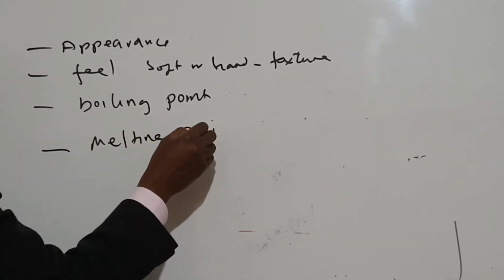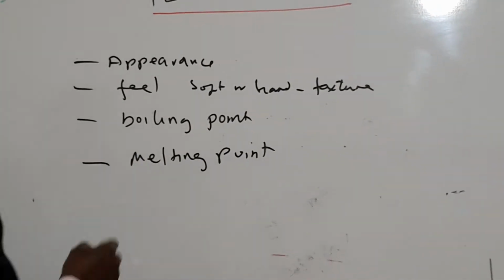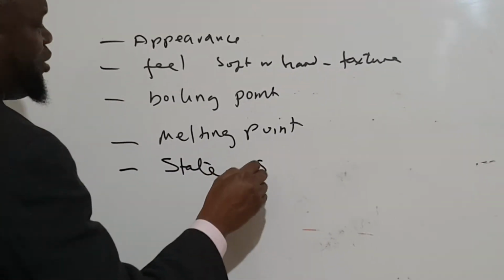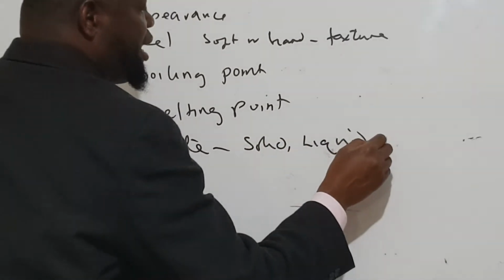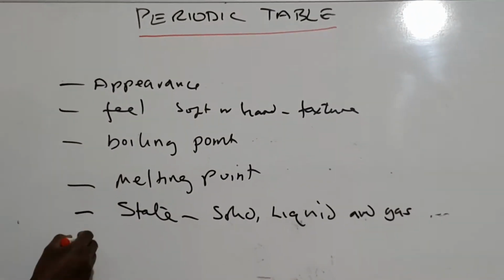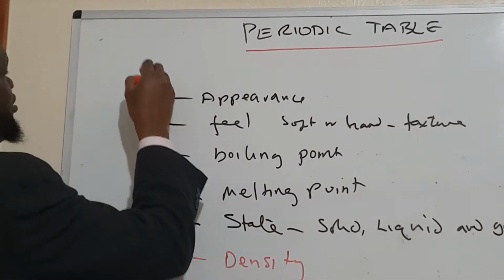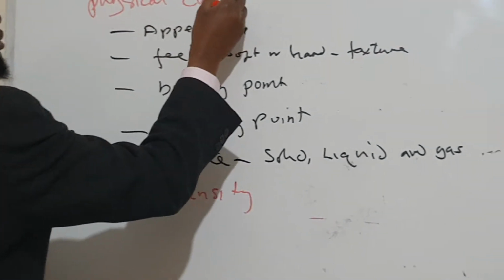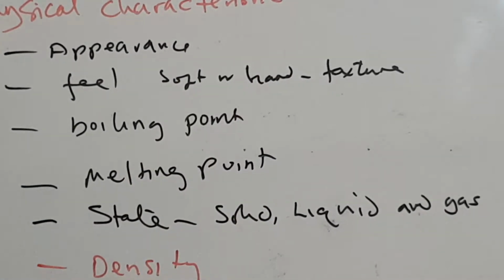Because these things are metals, and they are solids. So the appearance, we can say the state of matter. Their state, either they are solid, liquid or gas. We are going to do that later with states of matter. And there's something called density. So these are called physical characteristics.